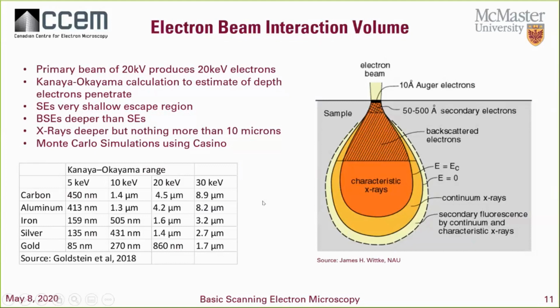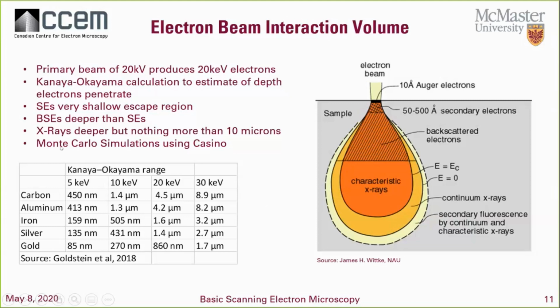50 nanometers, I think, is the deepest they supposedly come from, but I think it's much less than that. Backscattered electrons come from much deeper than secondaries. And you also have X-rays. But in all cases, you're not getting anything coming from deeper than 10 microns in any sort of material, depending on what its atomic number is and its density. And this is all controlled by the kV of the beam that you're applying to the sample.